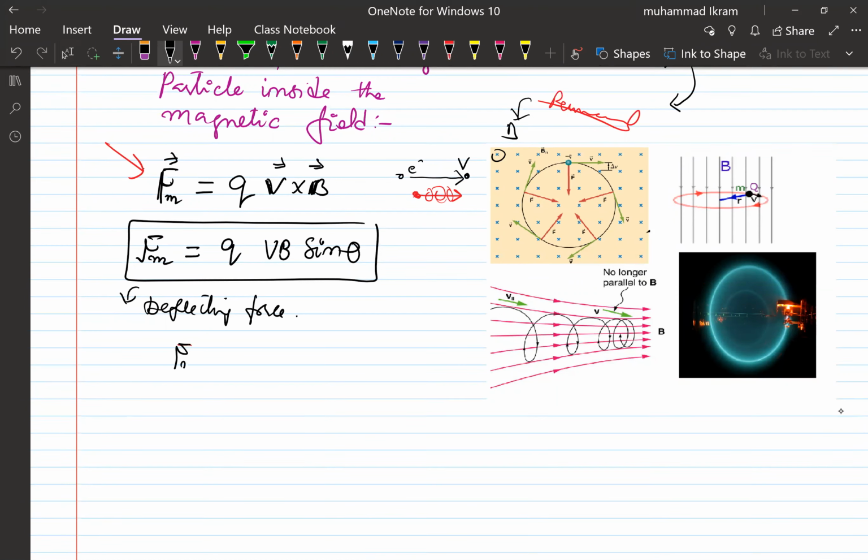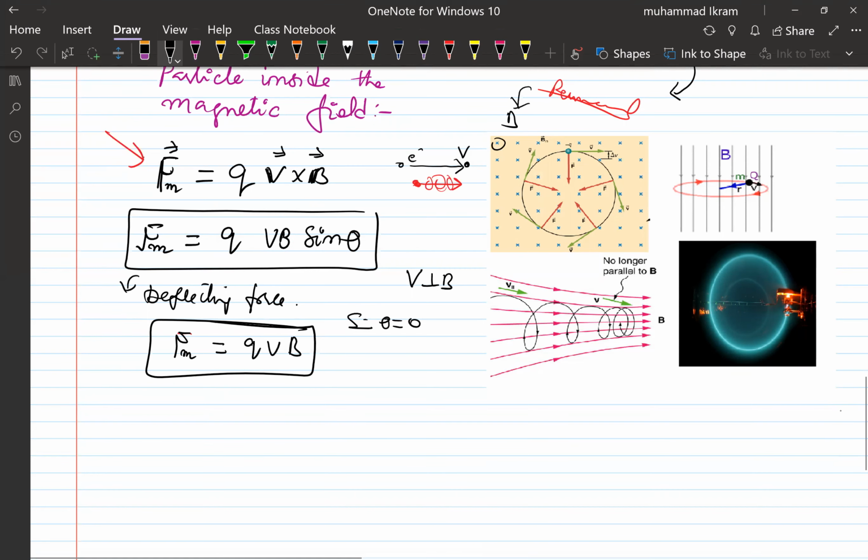The force will be maximum, right? It will experience a maximum force for sine theta equal to 1, when the charged particle enters at right angle to the field. That means when v is perpendicular to B, it will experience the maximum magnetic force qvB for that angle. And the path will be a completely circular path, right? Second, as I told, the direction of the force is perpendicular to the plane containing v and B.